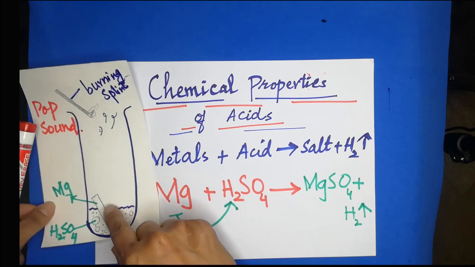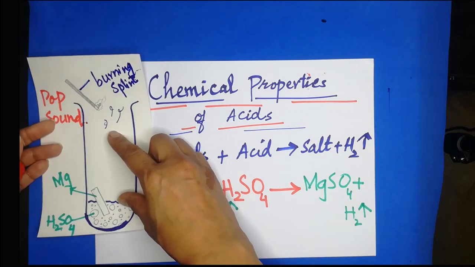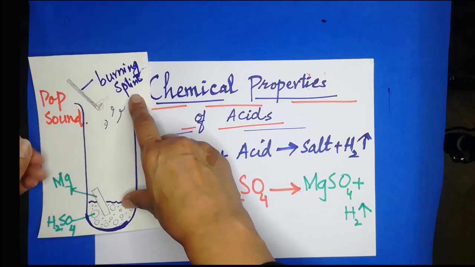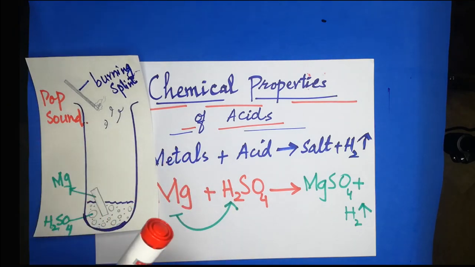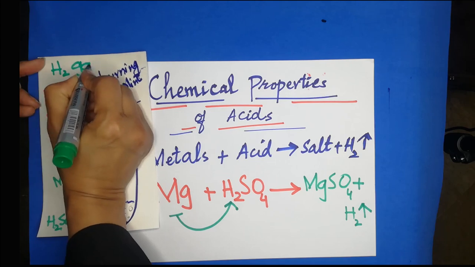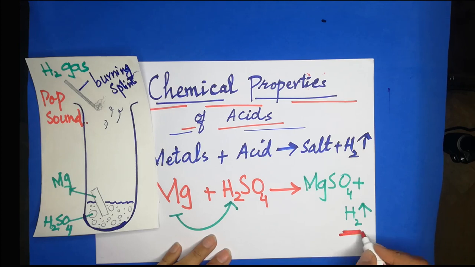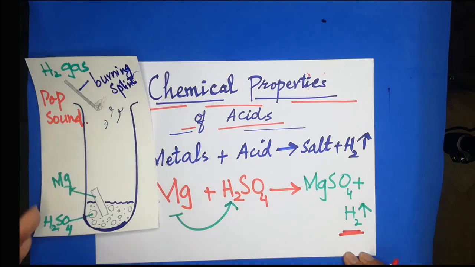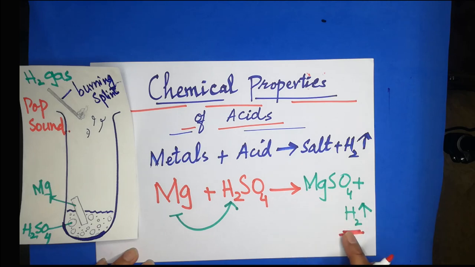When we add magnesium ribbon to the sulfuric acid, a gas will be evolved which will be tested with the burning splint and a pop sound will be produced. So we say the gas produced is hydrogen gas. The pop sound is produced because of the presence of hydrogen gas. Here, this is the hydrogen gas which we have tested. So magnesium reacts with sulfuric acid to produce salt and hydrogen gas.